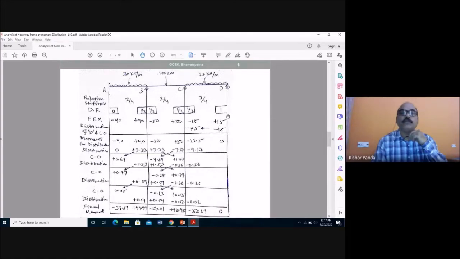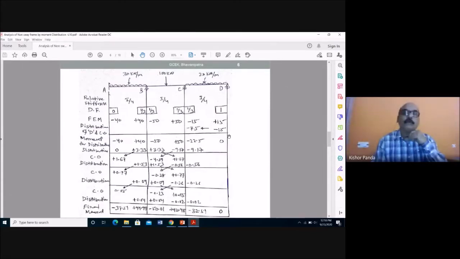So first you go for distribution of this moment, or balance of this moment. So this is your plus 15, and when you balance this moment, you multiply it with the distribution factor and put it on the opposite side. So this is your balanced plus 15, minus 15. So here you get 0. This moment will carry over to the other end. Half of this moment, minus 15, will carry over to the other end. So half of this moment is minus 7.5.